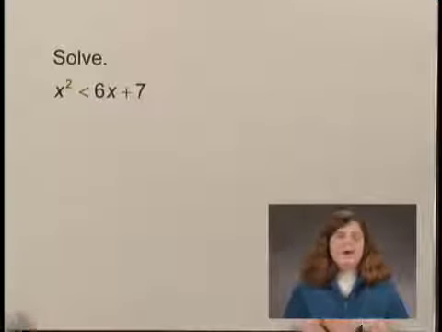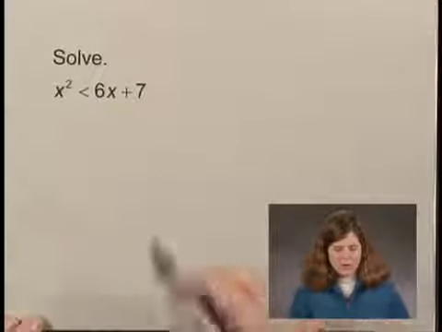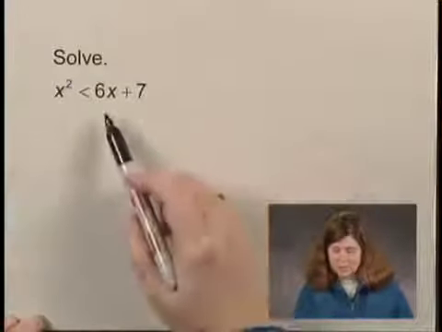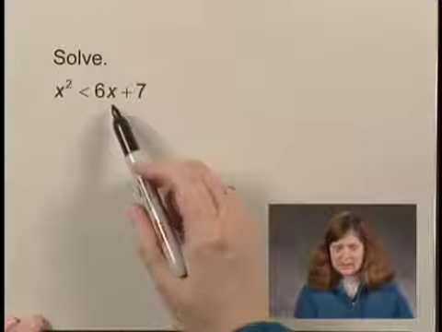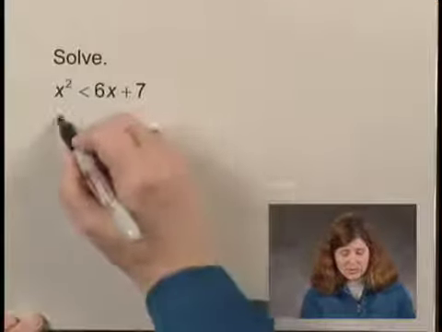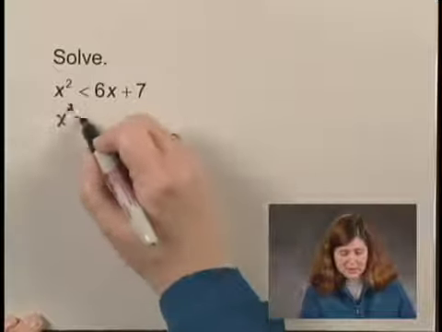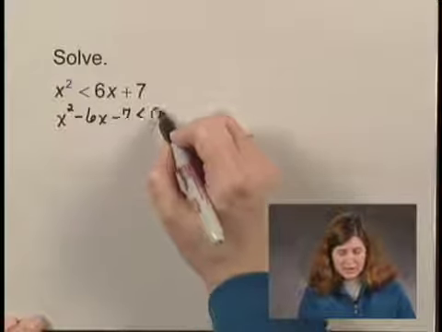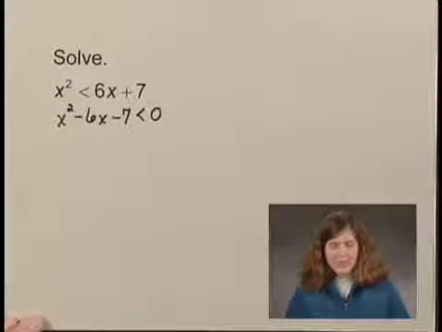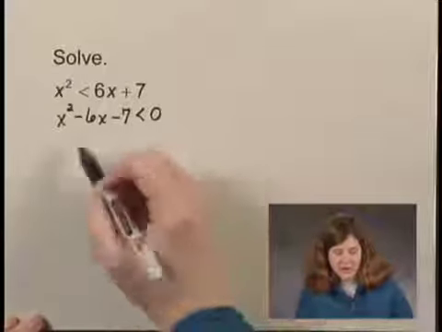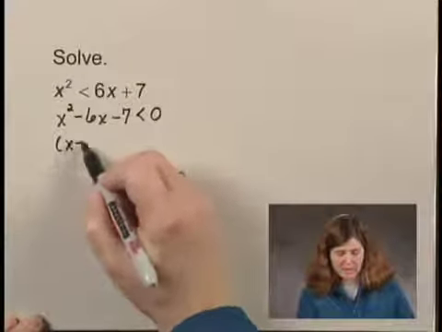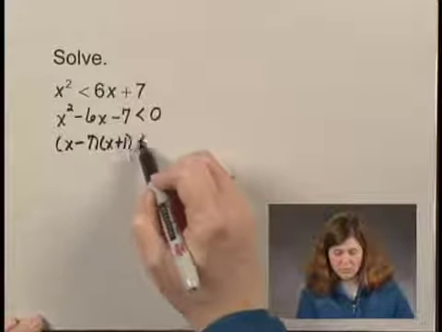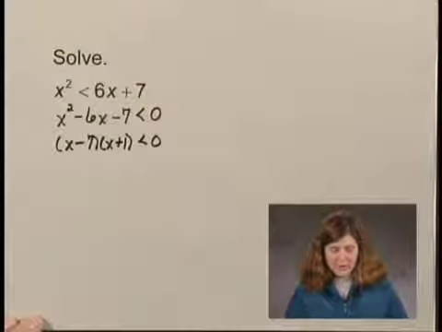When we solve a polynomial inequality, of which this is an example, we get 0 on one side of the inequality sign. So I'll subtract 6x and subtract 7 from both sides, and I'll have x squared minus 6x minus 7 is less than 0. And then I'm going to factor, and I have x minus 7 times x plus 1 is less than 0.